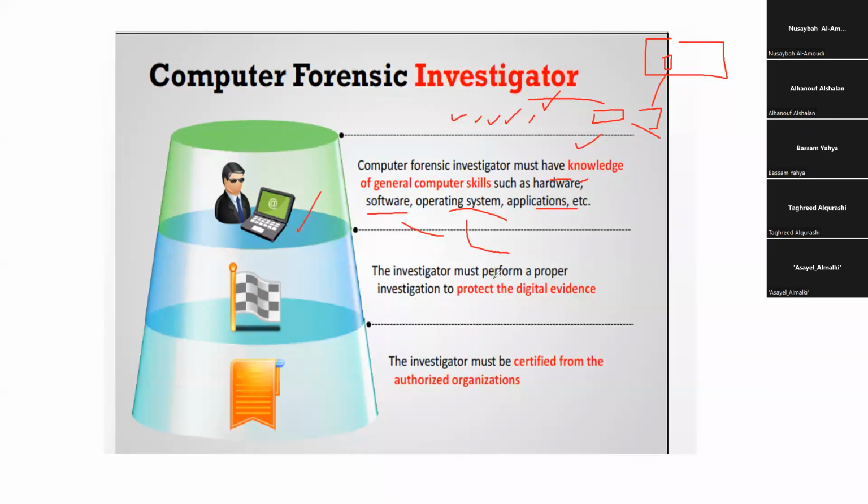Okay, so this is the investigator. The investigator must perform a proper investigation to protect the digital evidence. It means I really need to follow a certain order. We'll talk about this order later on: how he will collect the evidence, where I have to start, what evidence is most important, and which evidence is less important. The whole idea behind this guide is to protect the evidence so later on I can analyze it and then send it to the court.